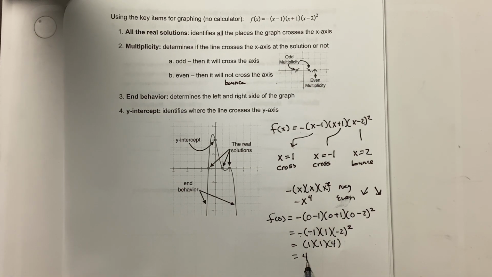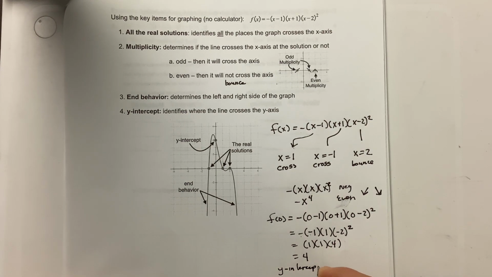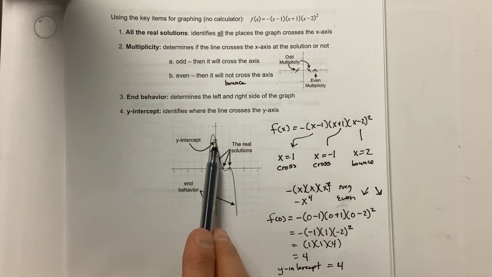What this number represents is where it crosses the y-axis, the y-intercept. So the y-intercept equals 4. That's because it crosses the y-axis at 4.